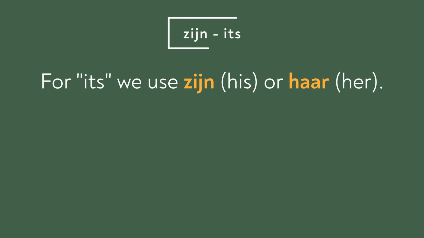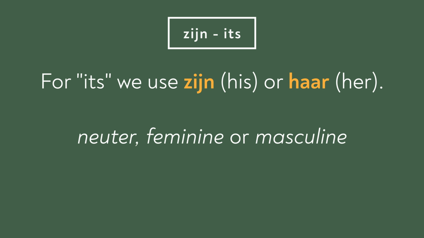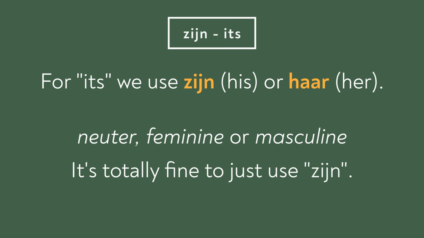We use zijn or haar for the possessive pronoun its. We don't really have a translation in Dutch for it. Therefore we use zijn or haar. It depends on whether the word is neuter, feminine or masculine. Although in everyday Dutch we don't distinguish between masculine and feminine, which means it's totally fine to use the word zijn. But in Flemish, people still do.